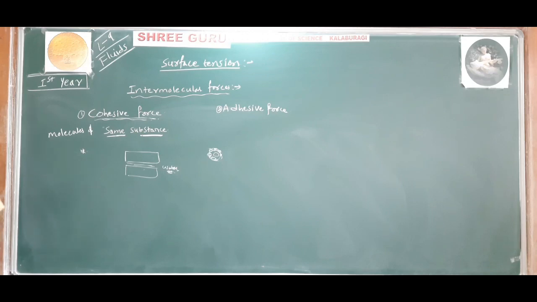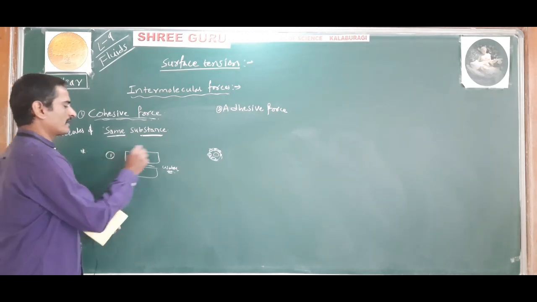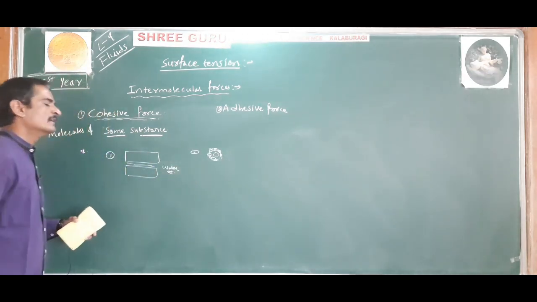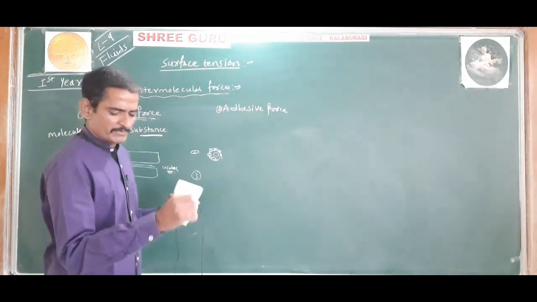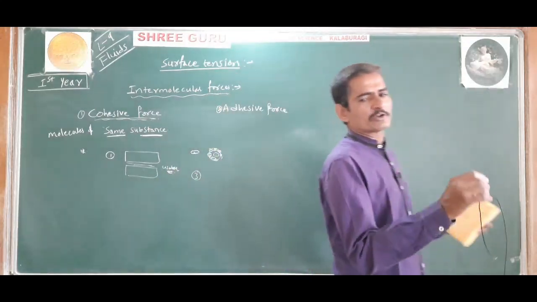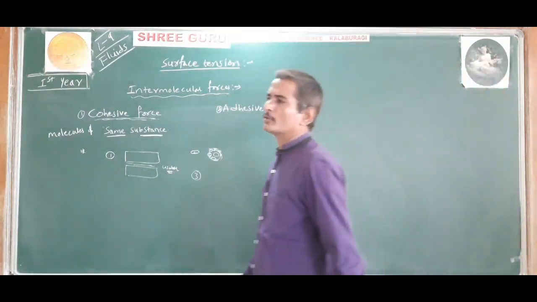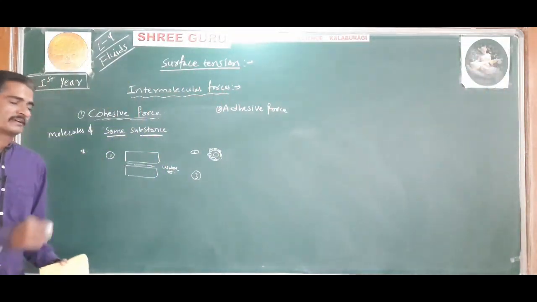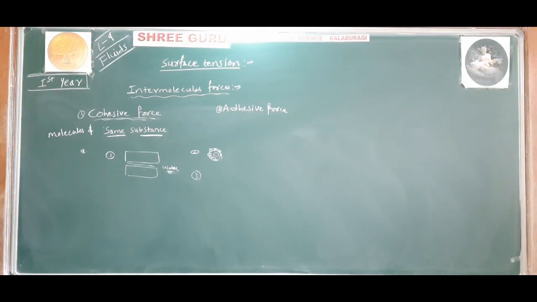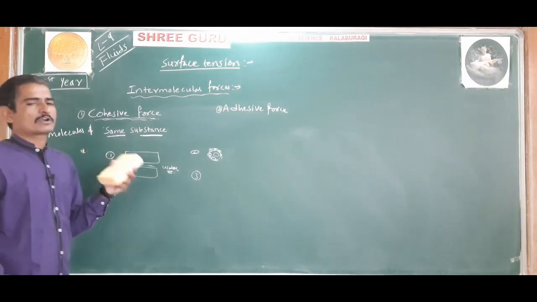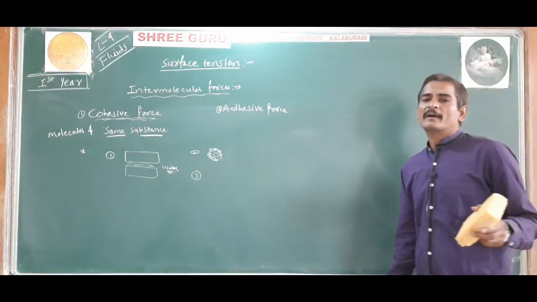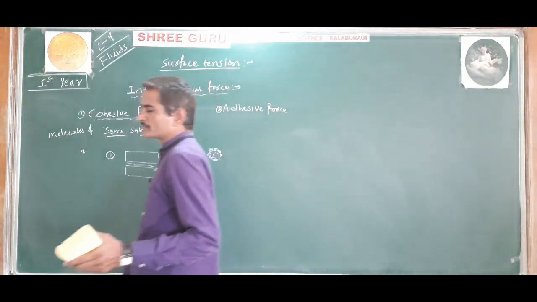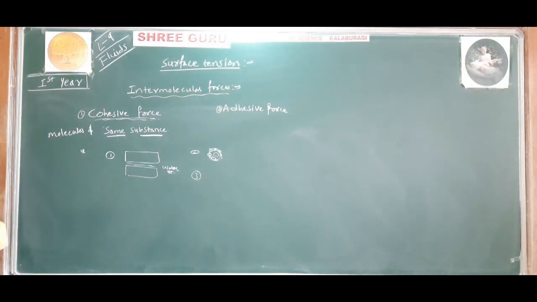It is difficult to break. These are examples I am just telling. It is difficult to break a mercury drop into smaller drops because of the strong cohesive force between the mercury molecules.